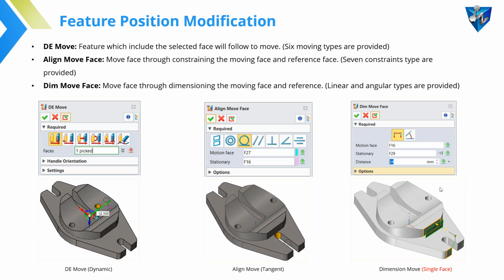Okay, now let's talk about the feature position modification, which includes 3 functions. First, DE Move. With this function, the feature which includes a selected face will follow to move, as shown in the left picture below. Totally, there are 6 moving types.